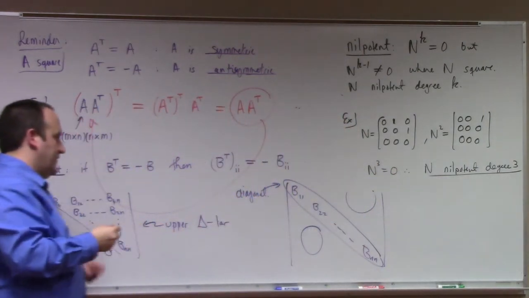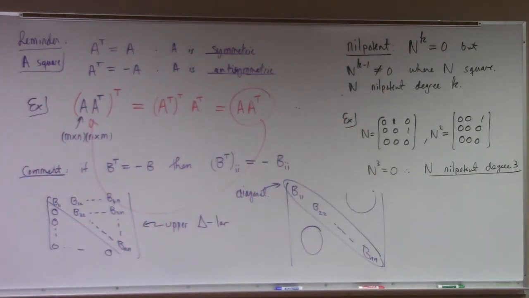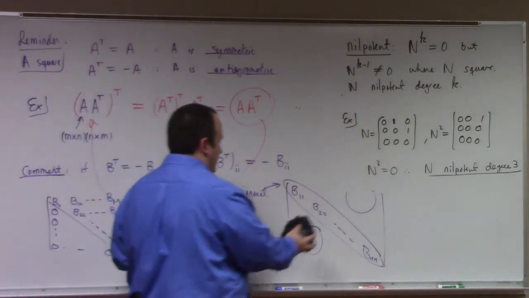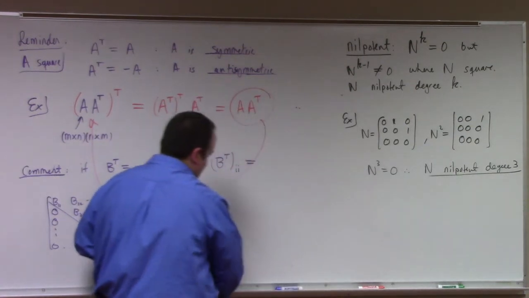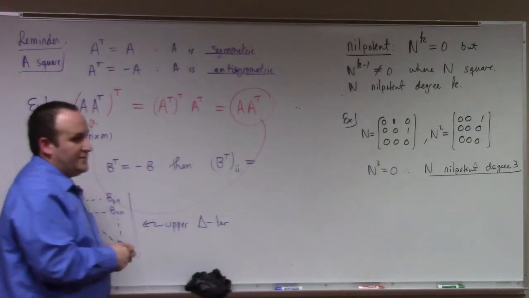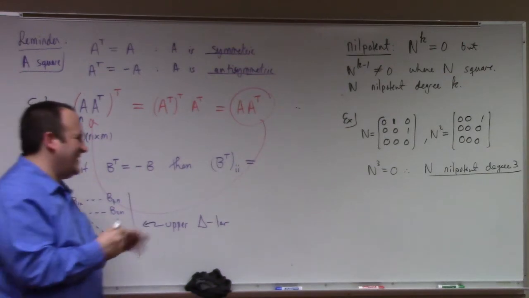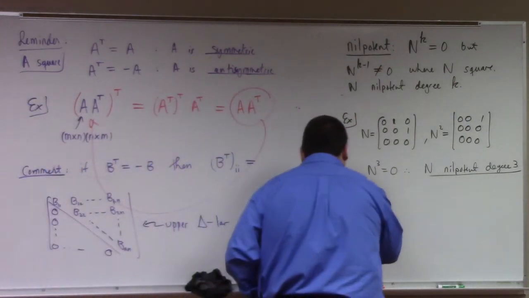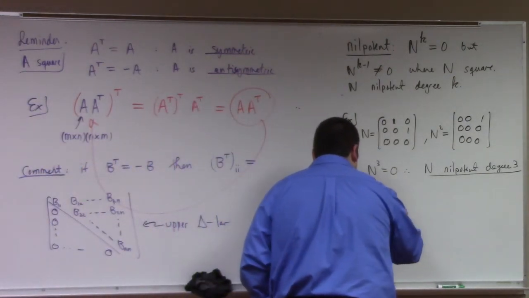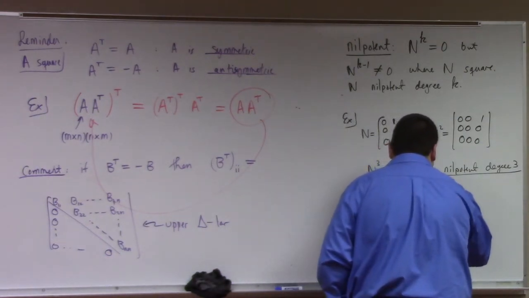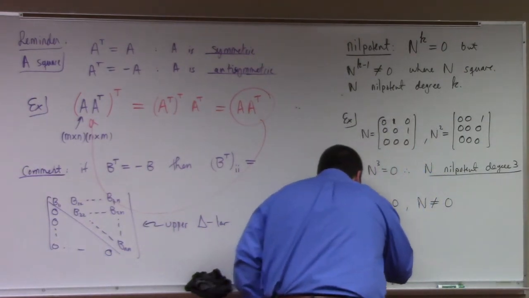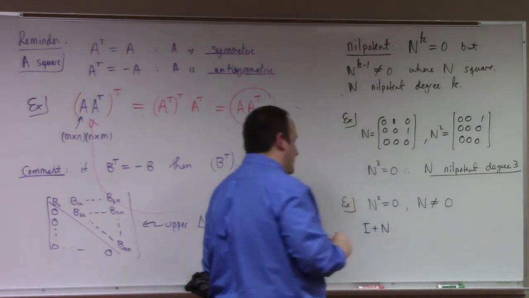The other fun fact I would share with you about nilpotent matrices is that if you take an invertible matrix plus a nilpotent matrix, you can prove it's invertible, but let me keep it simple. If we have n of degree 2, so n squared equals 0, n not equal to 0, if you look at I plus n, you can prove that that's invertible.